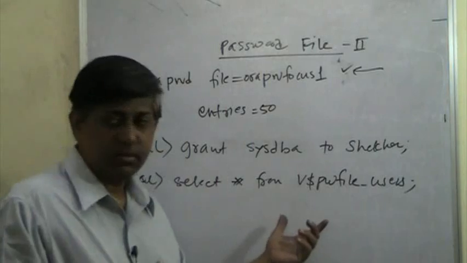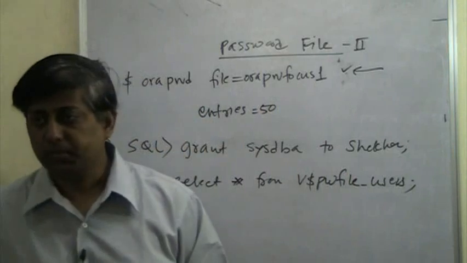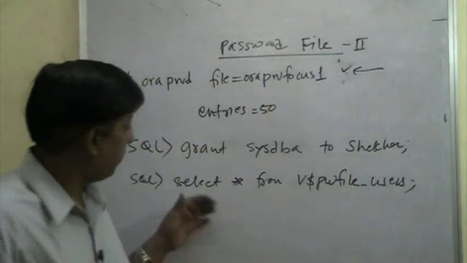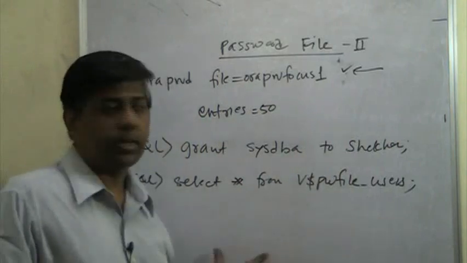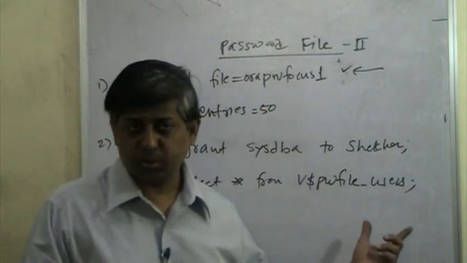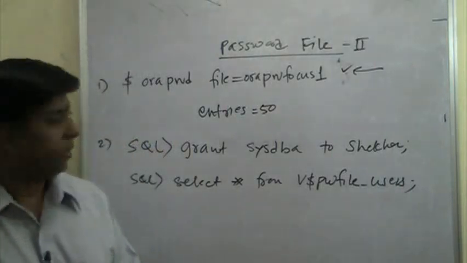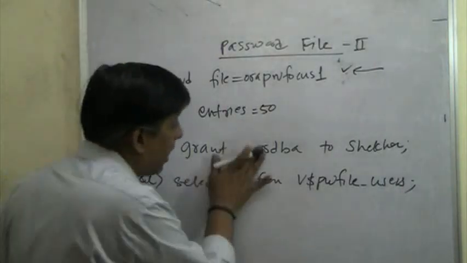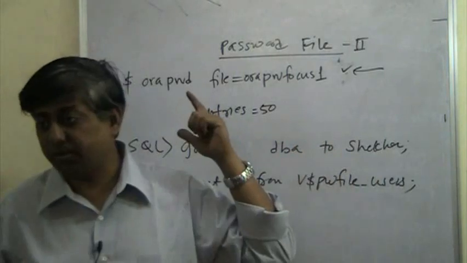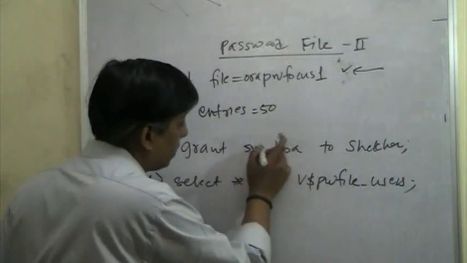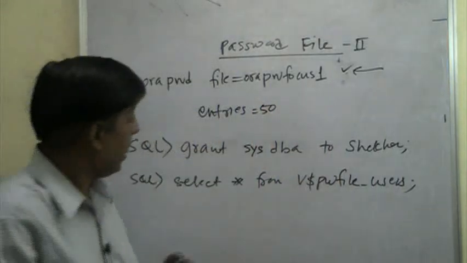Similarly, V$PWFILE_USERS is a view which will allow me to see the information in the password file. And once I do a select star from that, I will see Shaker, sysdba, another user, sysdba, and all that stuff. So all the users whose passwords are stored are listed. Passwords will not be displayed obviously, but what privileges have been granted to them will be displayed. But if you say grant DBA to users, DBA is a role, it's not a privilege. So these users will not go inside the password file. Only the ones who have been granted sysdba, and there is also sysoper, the operator, which has certain privileges of starting and shutting down the database. But sysdba is the main one.